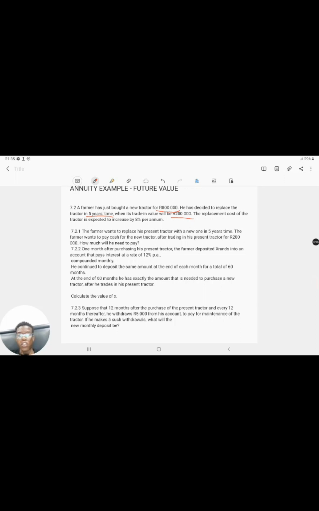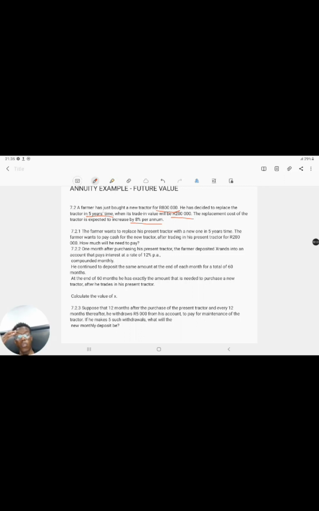The replacement cost of the tractor is expected to increase by 8% per annum. Per annum just means per year, okay? Or every year. Okay, so that's the bit of information that we've been given there. We haven't been asked to solve for anything just yet.